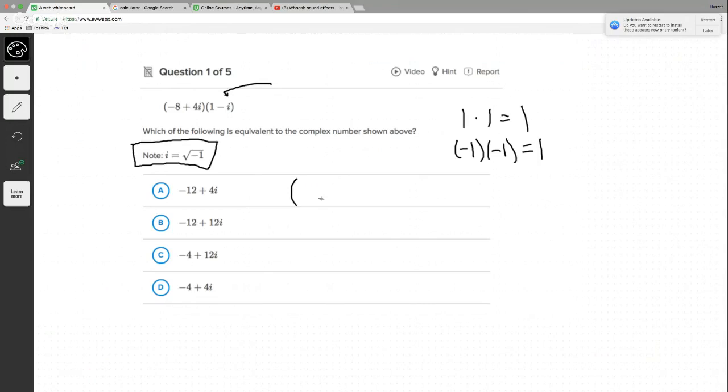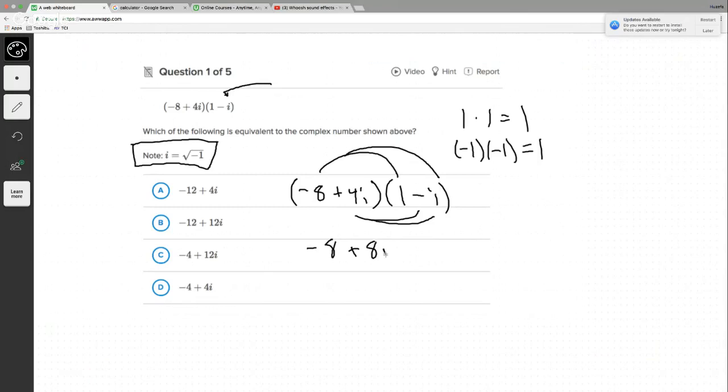So we're just going to FOIL. I'm going to rewrite this up here, plus 4i. And we treat the i's just like a variable, just like x, with one exception, but I'll get to that shortly. So let's multiply. This is our FOIL, right? First we do -8 times 1, which is -8. -8 times -i is plus 8i. 4i times +1 is plus 4i. And then 4i times -i is -4i squared.